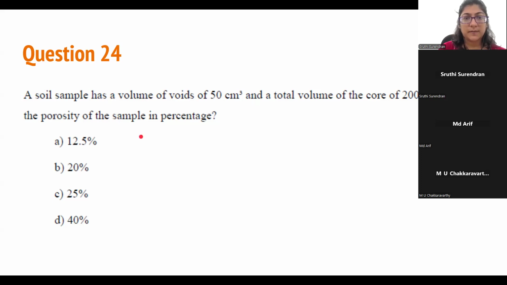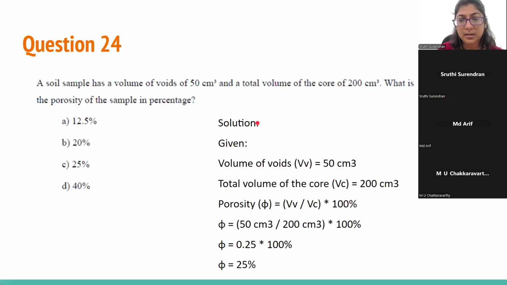Okay, so the correct answer is 25%. Simple, 50 divided by 200 into the percentage, which is 0.25 into 100, gives us 25%.